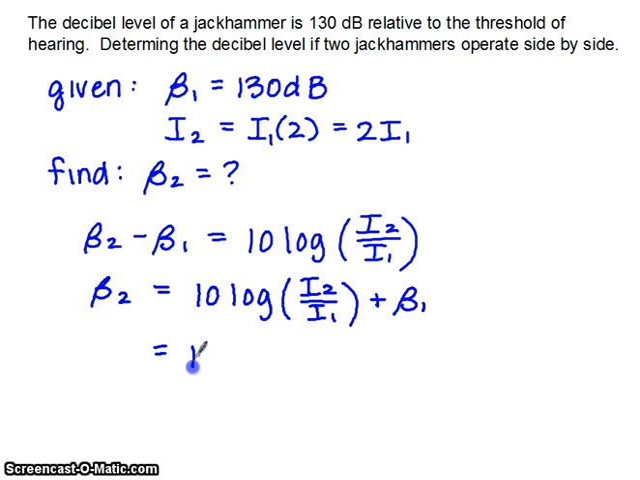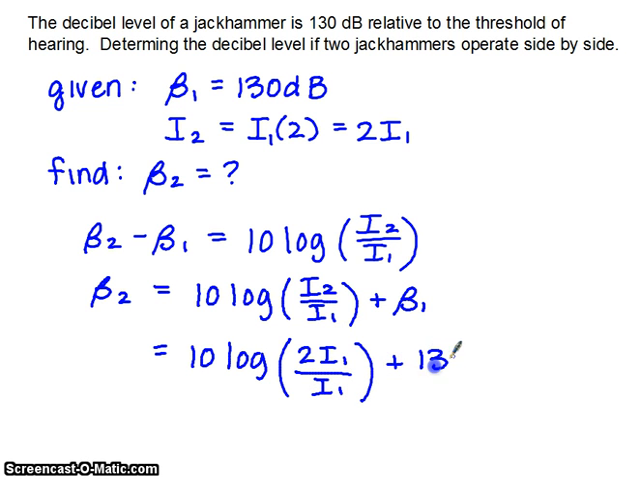And then when we substitute, we don't know the value of I2, but we do know that it's 2 times I1. So what happens is our I1 values will cancel. Again, we could have gone the route of trying to find that value. It would be possible, but it turns out to be unnecessary.